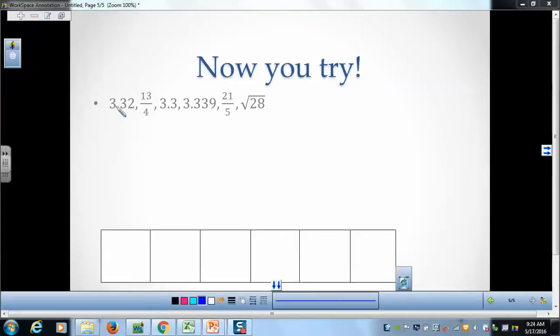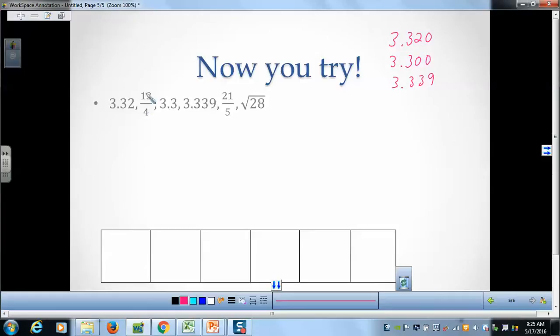Now, when I look at this, the first thing I'm going to do is I've got 3 decimals here. I'm going to rewrite those right over here with the same amount of decimal points. So I have 3.320, 3.330, oops, sorry, should be 300 there. So let me go ahead and erase that. And then I have 3.339. Now I can look at these and think, oh, well, this is 3 and 3/100,000ths, and then 320, and then 339. So that makes it really easy to compare these guys.